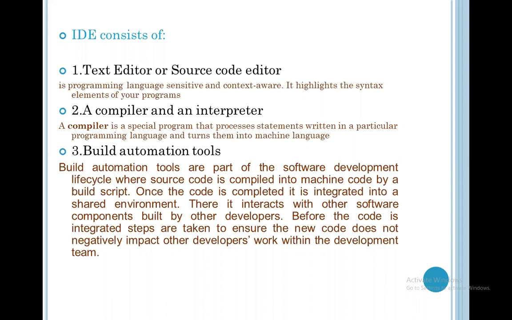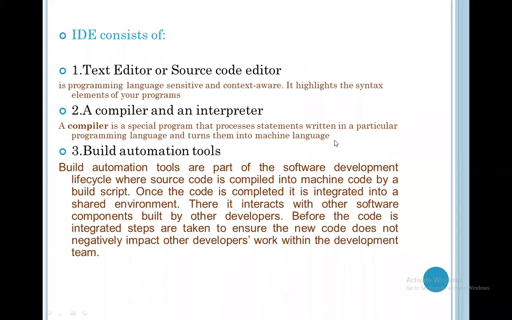So it is called the IDE, integrated development editor. All facilities are present in one software. It has a text editor, which highlights the syntax and data types with different colors. Next, it contains a compiler or interpreter. A compiler is a special program that processes statements written in a particular programming language and turns them into machine language. So when you write a program, you have to turn this program into machine language.